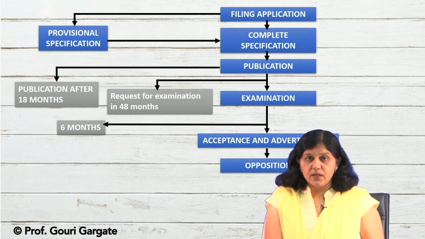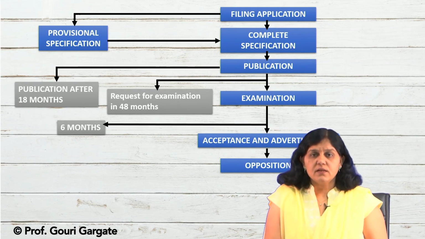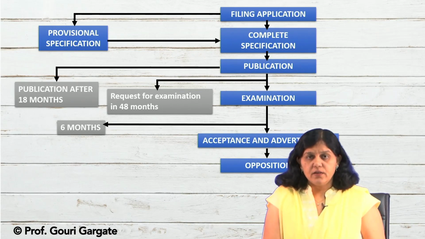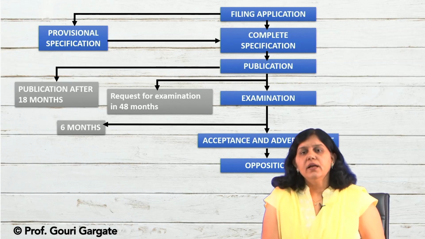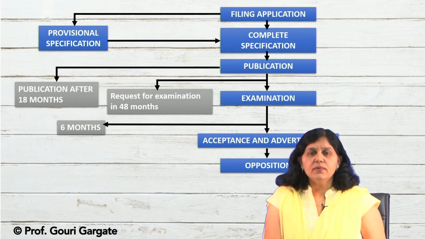For example, suppose the invention is in the mechanical domain, then a person who is a mechanical engineer and working in that particular specific domain can file the opposition using the requisite form, and he will submit that form to the patent office.